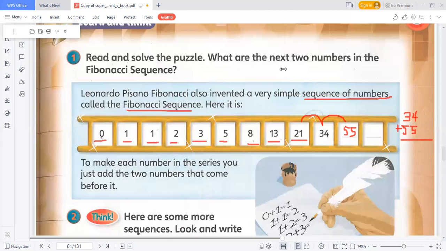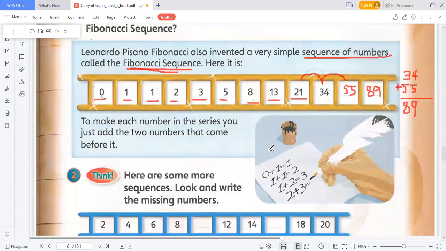Okay, let's check if your answer is correct. 4 plus 5 is 9. You're correct. 3 plus 5, is it 7 or 8? It's 8. Yes, correct. It's 89. Okay, good job. So in this Fibonacci sequence, very easy. You just have to add the numbers that come before it. Okay? Yes. All right, good.